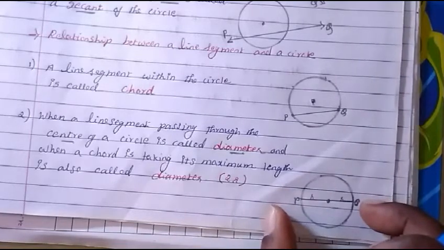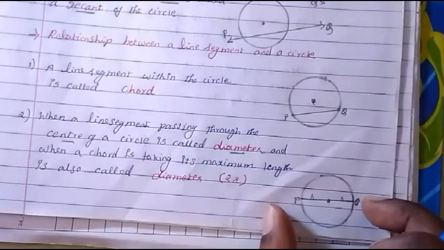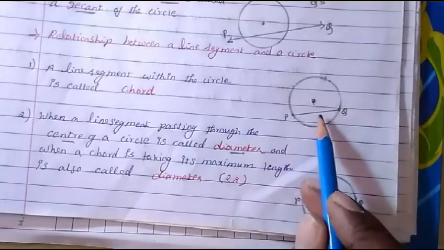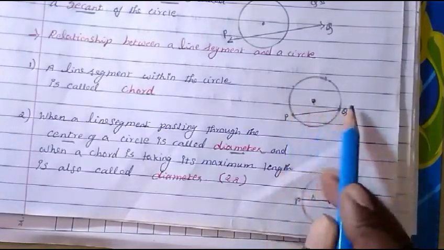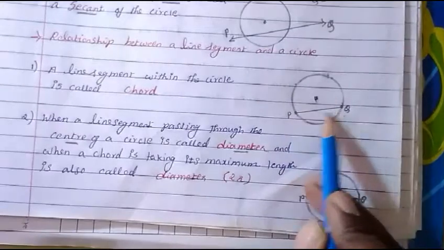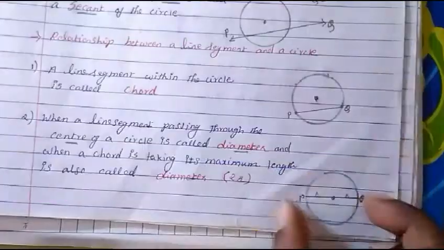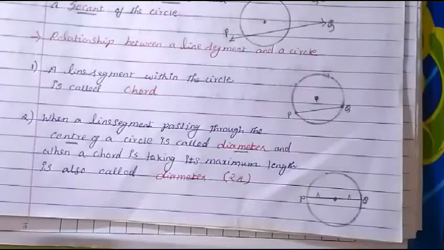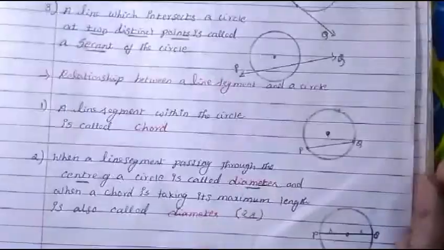Diameter is also known as the longest chord of a circle because its length is more than the other chords. A chord that is not passing through the center can be of different lengths, but the longest length we call the diameter, or the longest chord is also known as the diameter. I hope this basic concept is clear to you.